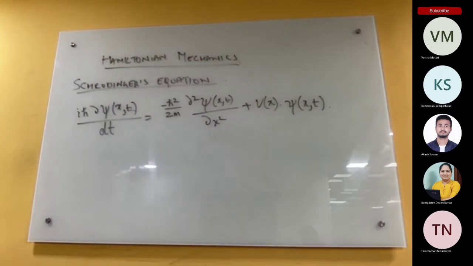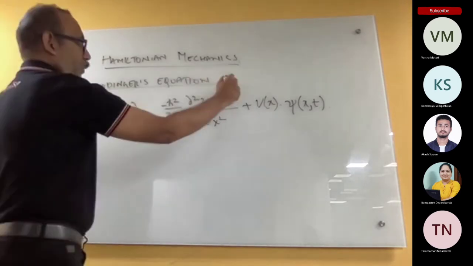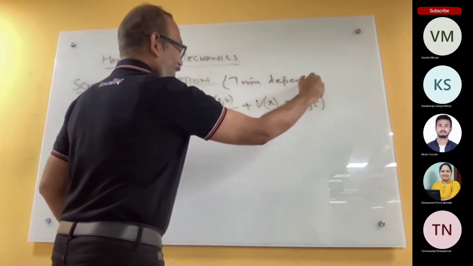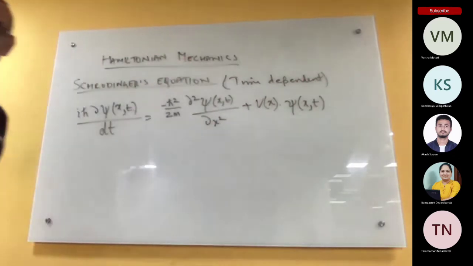This is called Schrodinger's time-dependent equation. This is the name. Okay. So now you can tell people you have at least seen this. We will get into this over the next few classes.